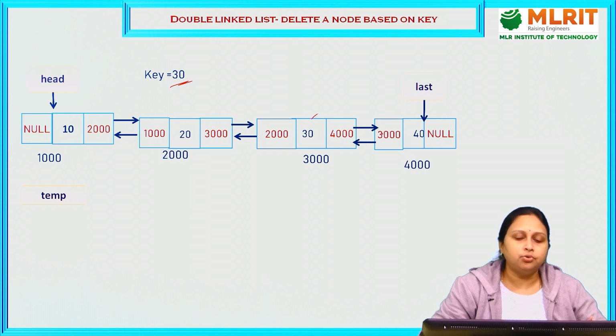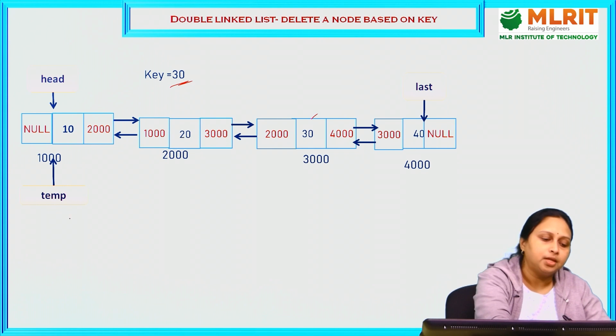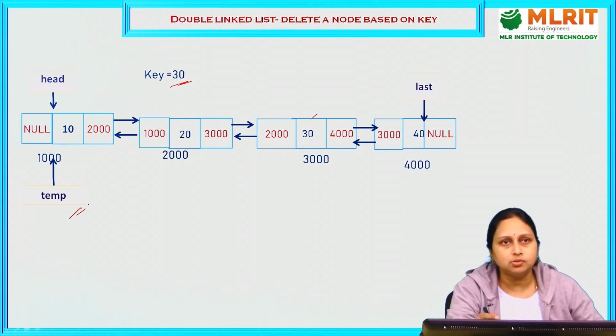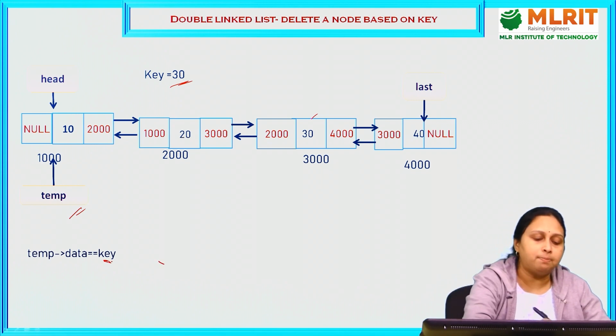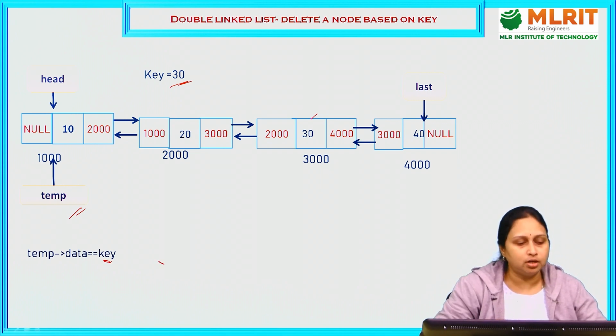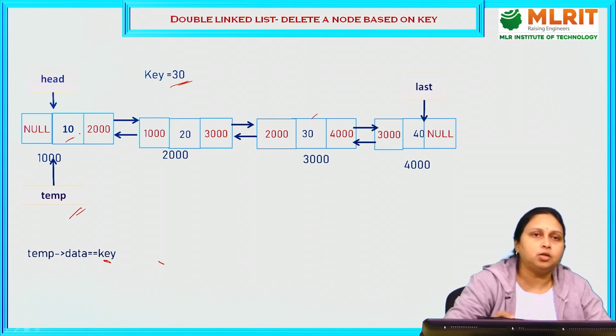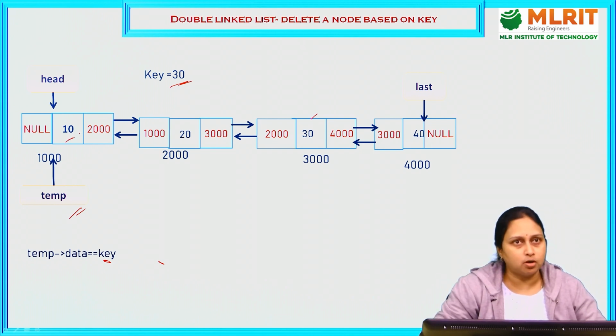First, to reach 30, we need to initialize temp equal to head, and temp should traverse through the list, and if we reach 30, then we can remove that node, right. Now temp is equal to head, and we are going to check with the key value: temp arrow data is equal to key or not. Now, 10 is not equal to the key value 30, it is not matching, so we need to traverse our temp to the next location, right.